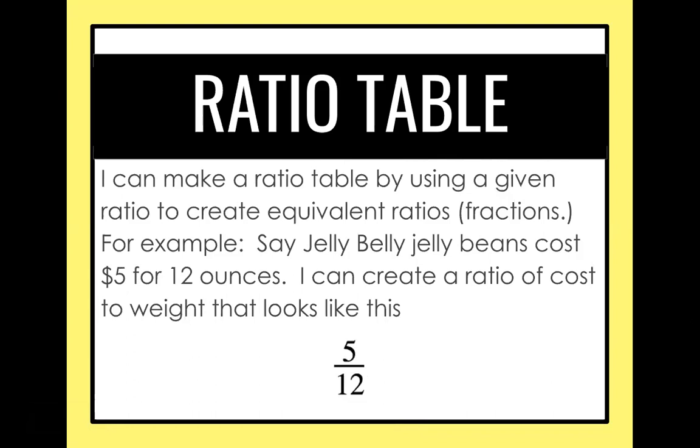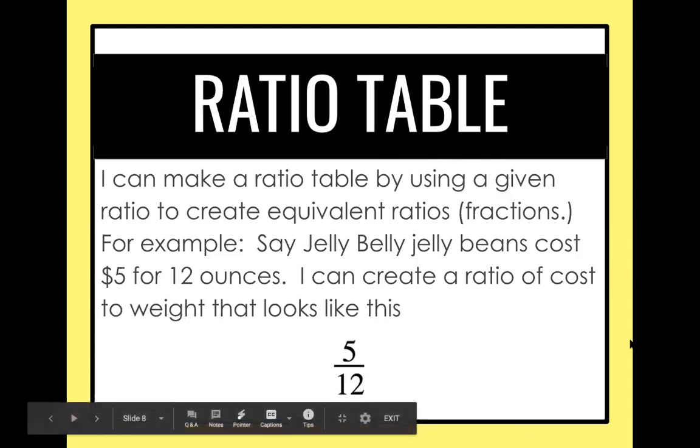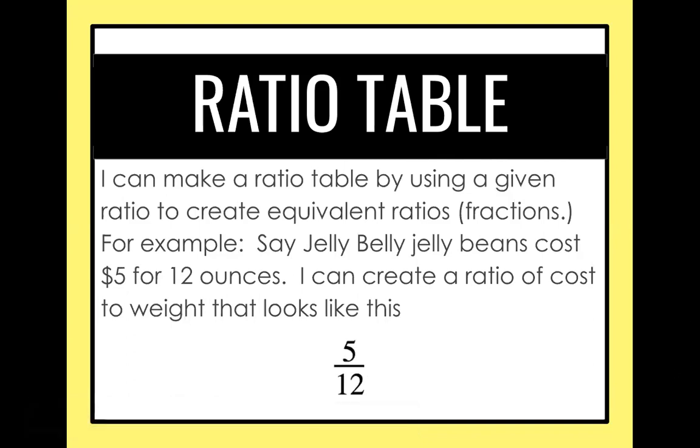So for example, say Jelly Belly jelly beans cost $5 for 12 ounces. I can create a ratio of cost to weight. So I want the cost first and then the weight. And it would look like this fraction. My cost is $5, so that is my numerator. And 12 ounces is my denominator because my ratio is cost to weight. So my denominator is 12.